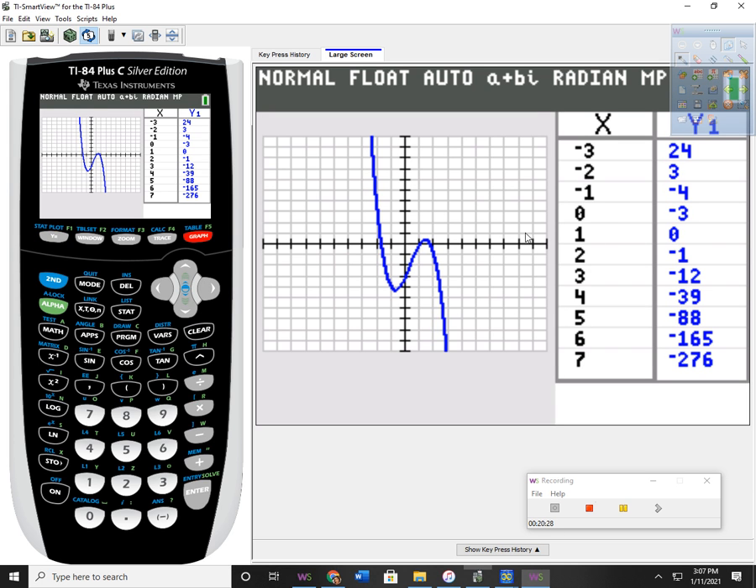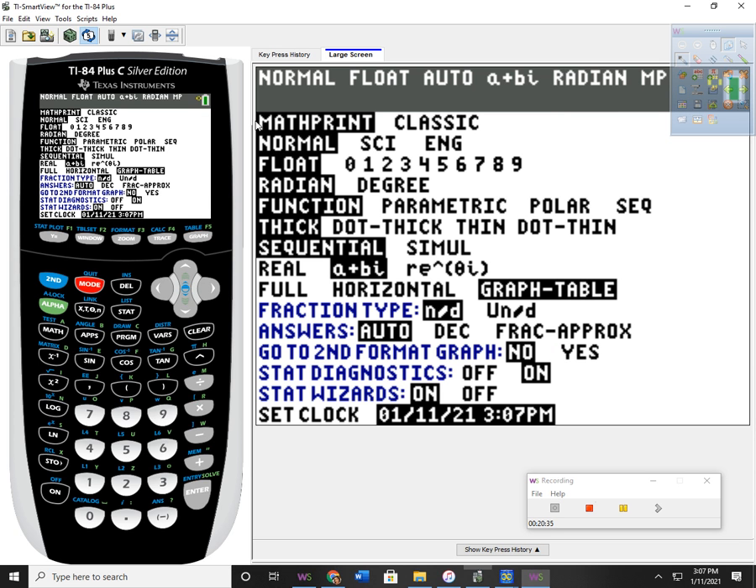If you want that on the same screen, you're just going to go to Mode. And down here where it says Full Horizontal Graph Table, you're going to choose Graph Table and press Enter. And then you'll have your table and graph on the same screen.